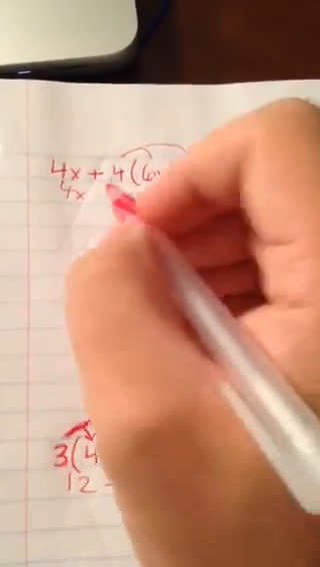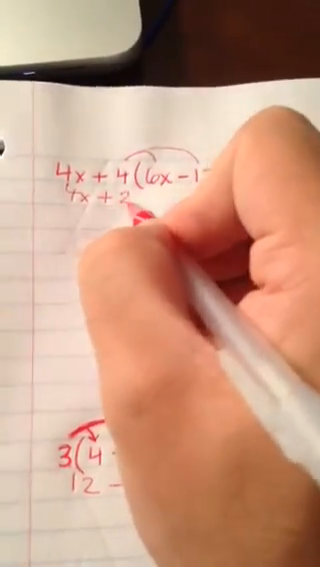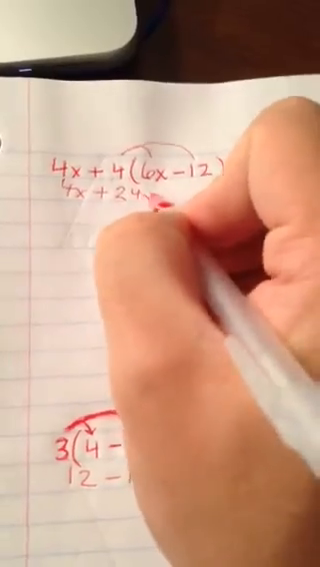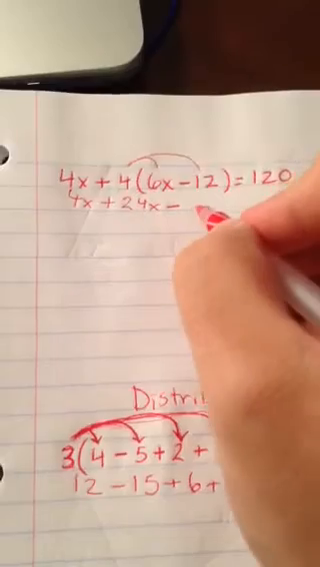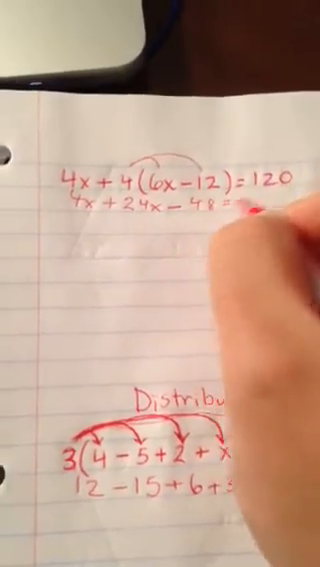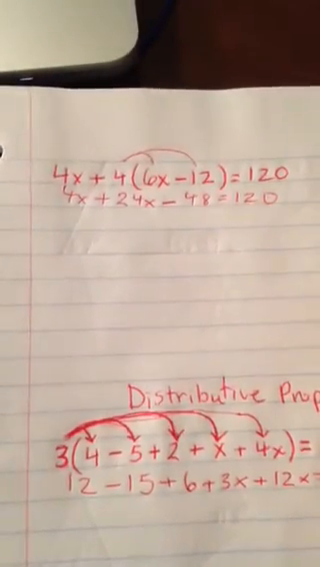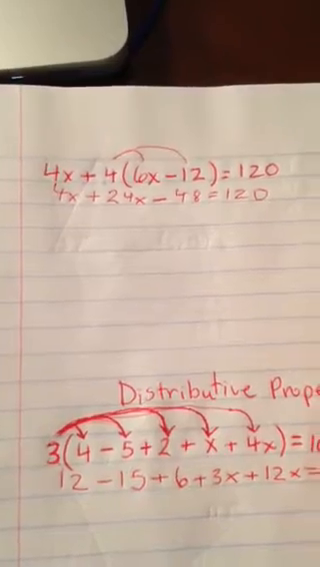So I'm going to rewrite this. This is 4x. 4 times 6 is 24, and then the x is attached. And then 4 times -12 is -48, is equal to 120. Alright? Now we have something we can work with.